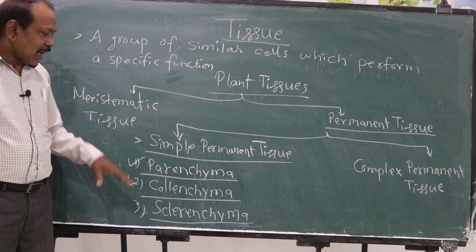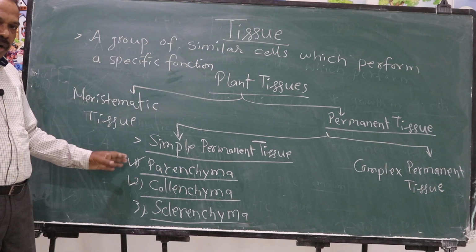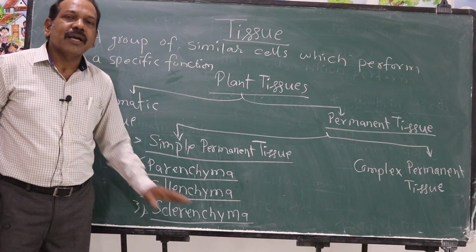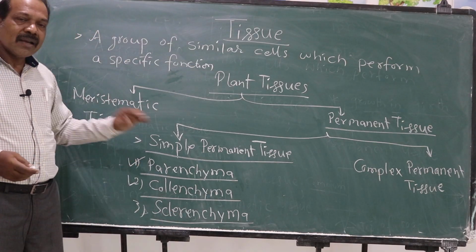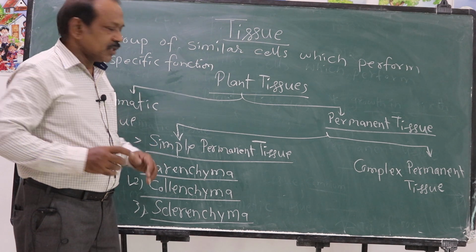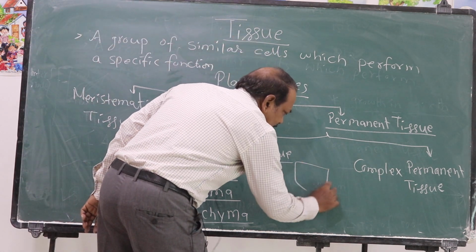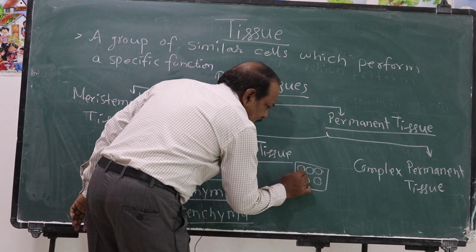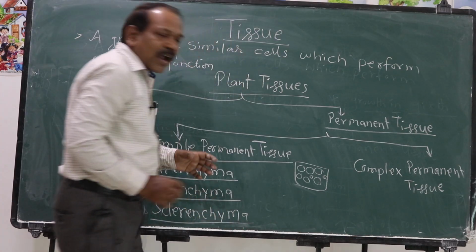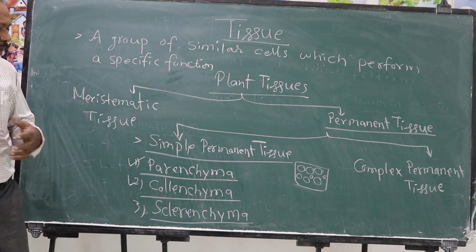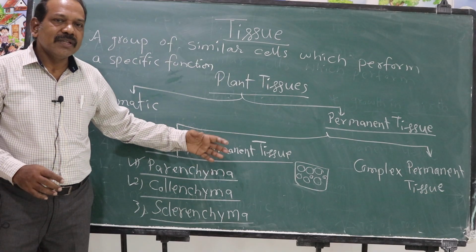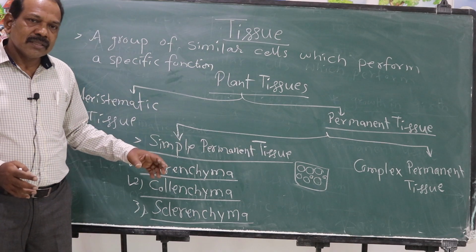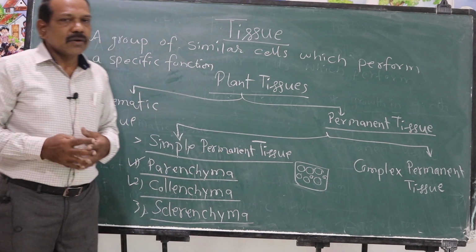That is one comparison: where they are present and what their function is. The second type of comparison is how the cells are arranged in these three types of tissues. If you take parenchyma, the cells are loosely arranged. For example, if you observe a part of tissue under a microscope, cells are arranged loosely. When cells are loosely arranged, you find gaps between the cells. There are intercellular spaces or gaps between the cells. So in parenchyma, the cells are loosely packed, giving room to intercellular spaces.